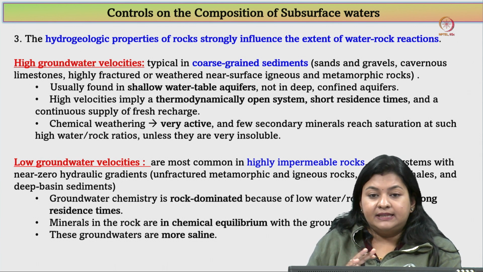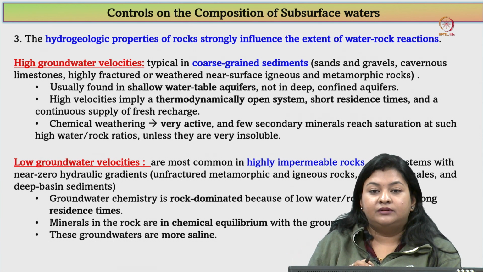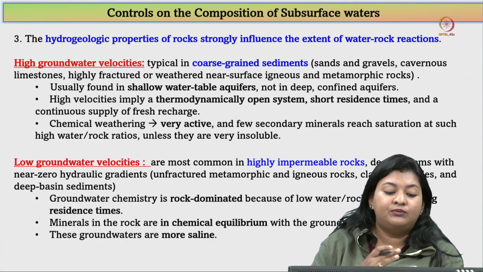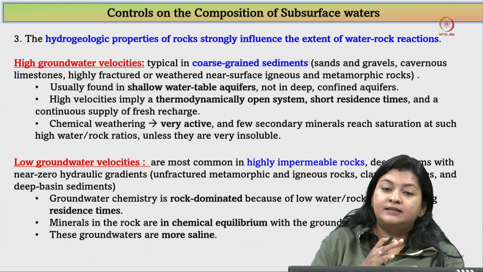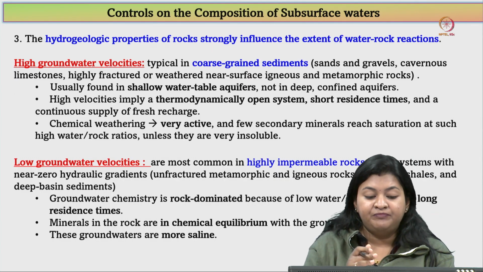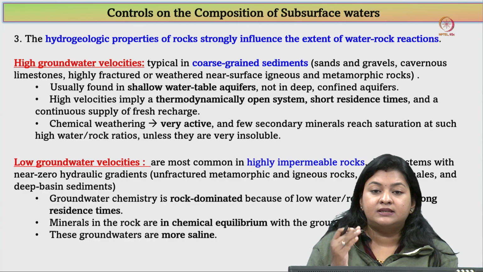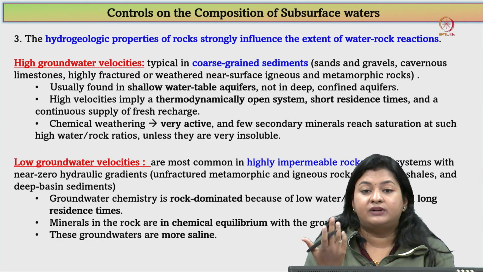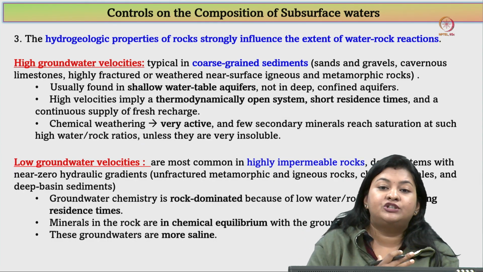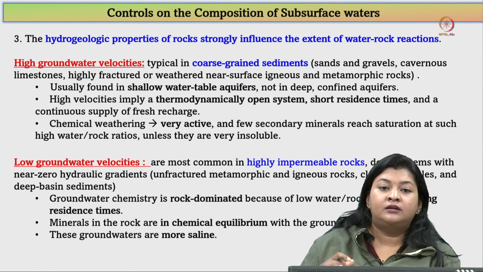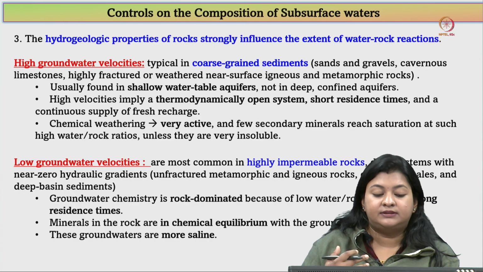Chemical weathering in these kinds of systems is very active. Okay. There will be very few secondary minerals that reach saturation at such high water rock ratios. Okay. The water is more as compared to the rock. So, this is called the high water rock ratio, and since the water that is coming in is always fresh and is moving out again, saturation is never reached, equilibrium is never reached. So, you are continuously moving things. Therefore, it is a very active system.